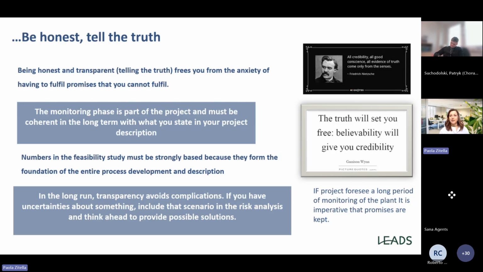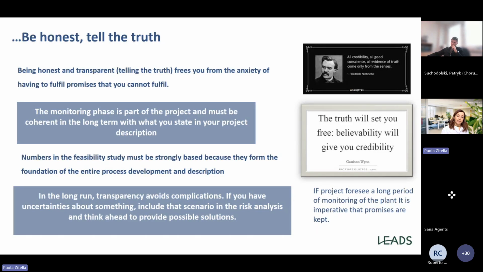Despite what, for example, Nietzsche suggested, that all the credibility and the evidence of truth come only from our senses, the reality is that objective data supporting ideas must be solid and real, because truth sets you free. You need to be honest and transparent and tell the truth, because it frees you from the anxiety of having to fulfill promises that you cannot fulfill.